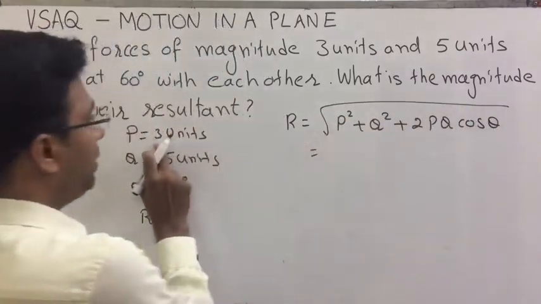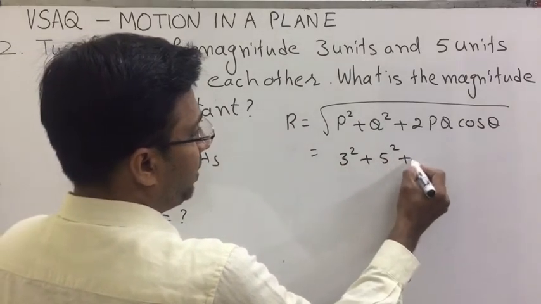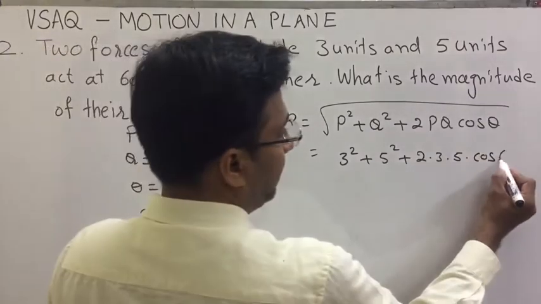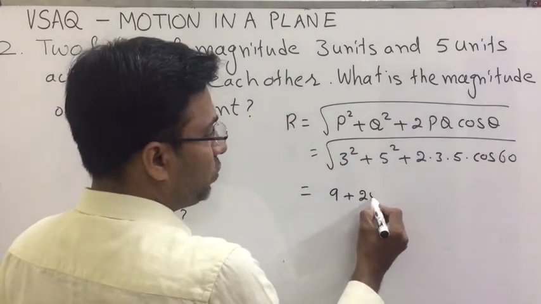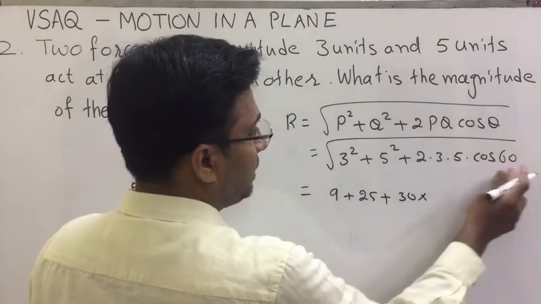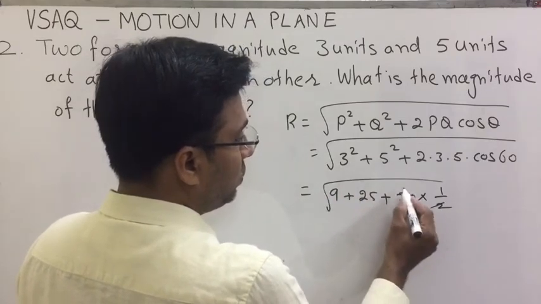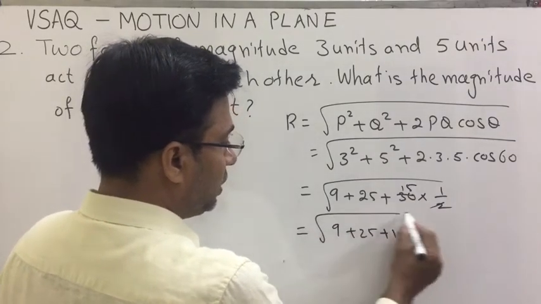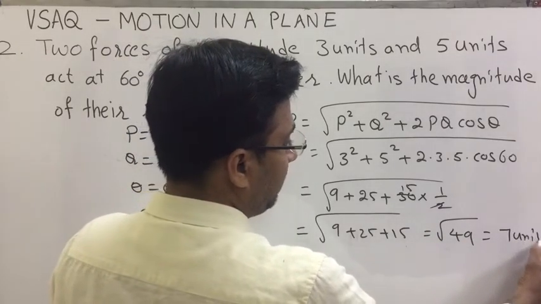The value of P is 3 and Q is 5. So R equals under root 3 square plus 5 square plus 2 into 3 into 5 cos 60. 3 square is 9, 5 square is 25, plus 2 threes are 6, 6 fives are 30, into cos 60. Cos 60 is 1 by 2. So 9 plus 25 plus 15, which is equal to 49. Root 49 is 7. So the answer is 7 units.